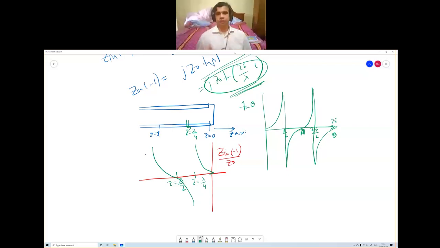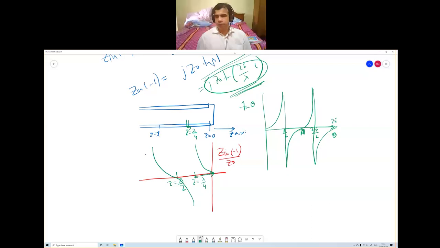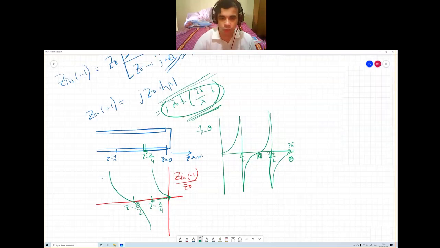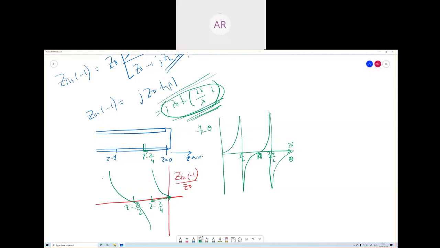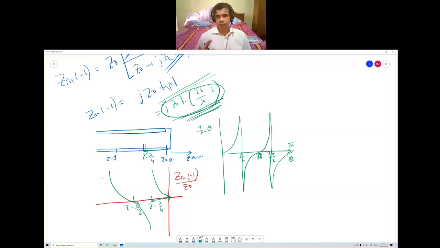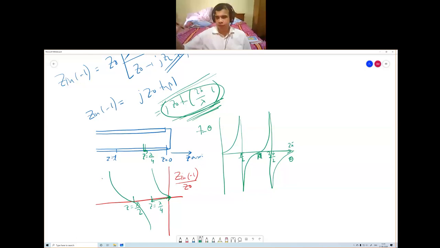Now what happens in between? What happens here? Here, the load is not complex, it's purely imaginary, of course, because it is j times something. It is a purely imaginary number. Is it clear? Z in L is j times Z0 tan beta L. Now Z0 tan beta L is real.